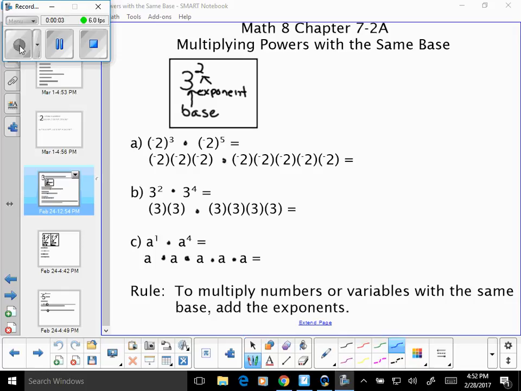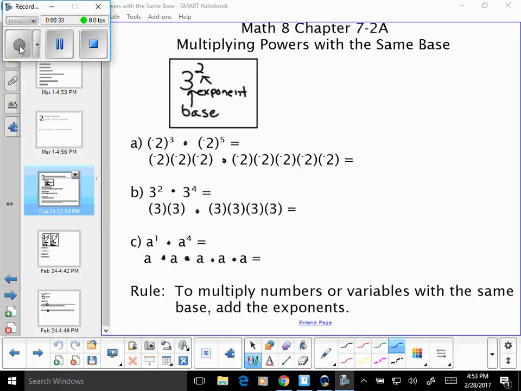Hello, 8th graders. This is Chapter 7.2a, Multiplying Powers with the Same Base. This is somewhat related to scientific notation, but it does bring us into an area of working with a base number raised to a power called the exponent. If we look in the box, we see 3 raised to the second power. 3 is called the base, and the 2, or the power, is also called the exponent.